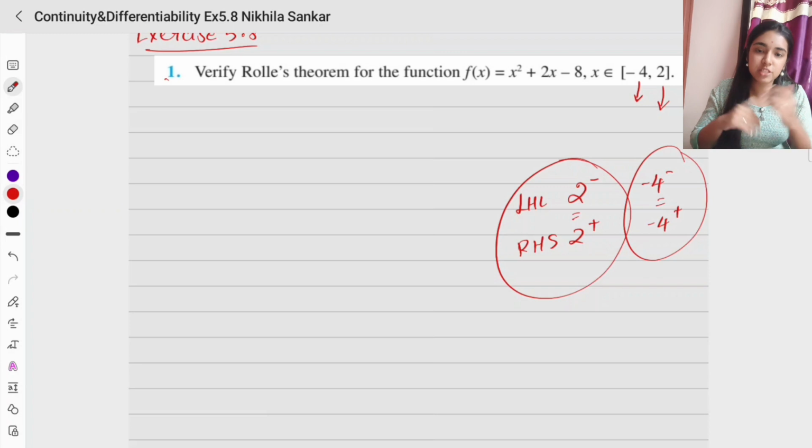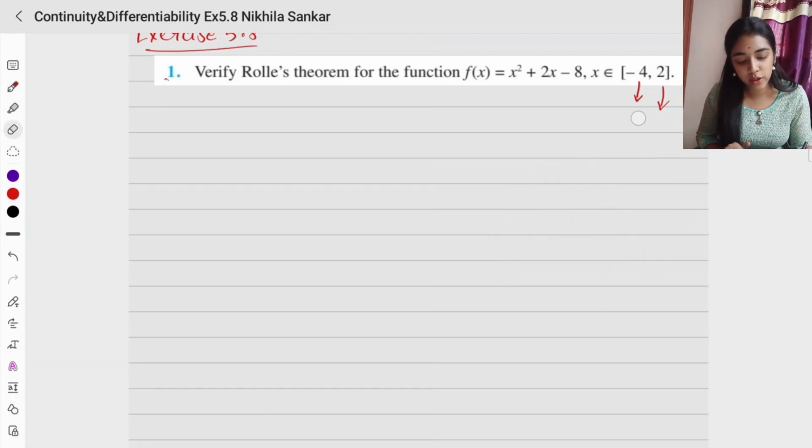Differentiable na enna, f dash of x exist. Okay, இதெல்லாம் polynomial function க்கு நமக்கு default-ஆ தெரியும். So I'm not doing all this. If you have any doubt please check exercise, first exercise. Okay, 5.1, 5.2 எல்லாம் check பண்ணுங்க for differentiability and continuity.